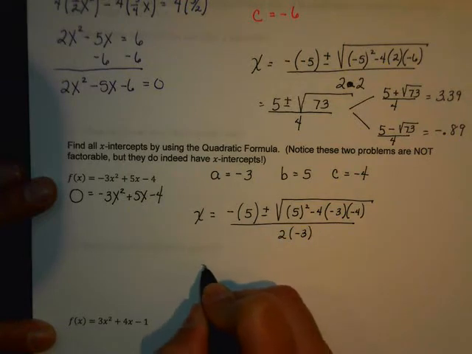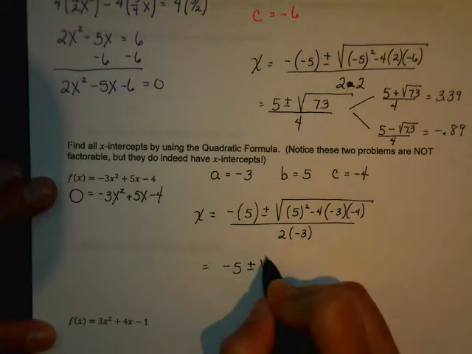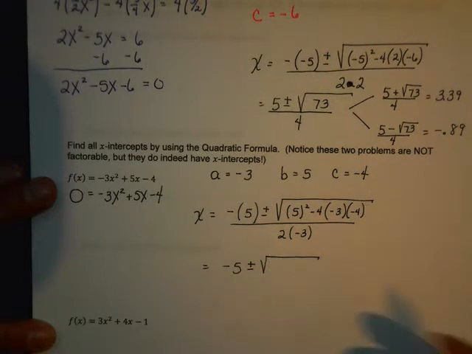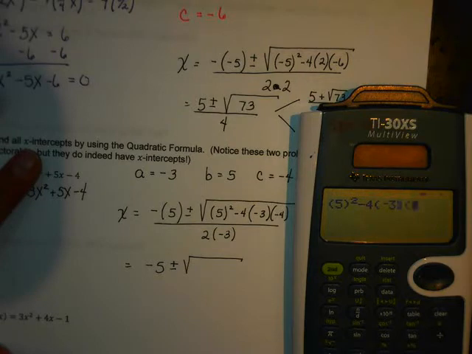So let's see what's underneath that square root. Ready? So we have 5 squared minus 4 times A times C. Oh, okay, this is good. I'm glad this happened.